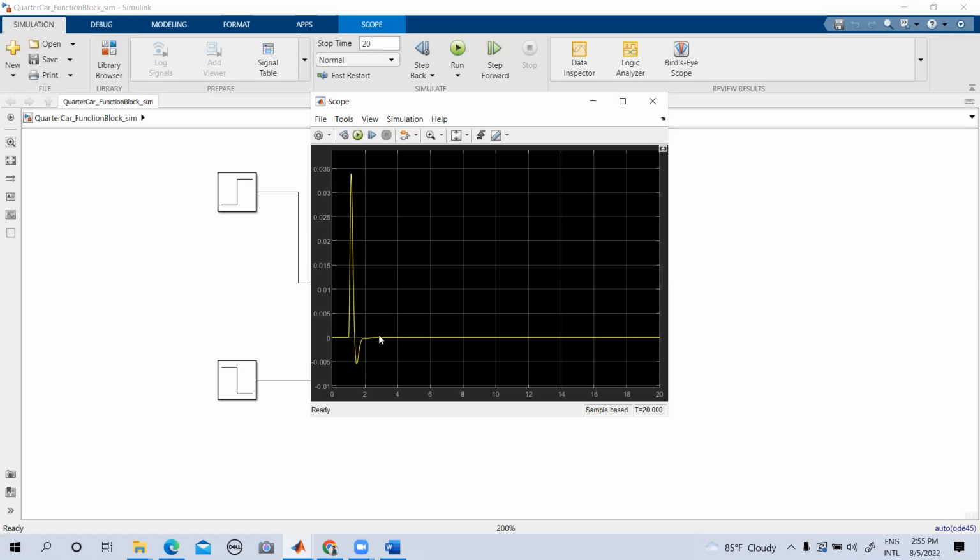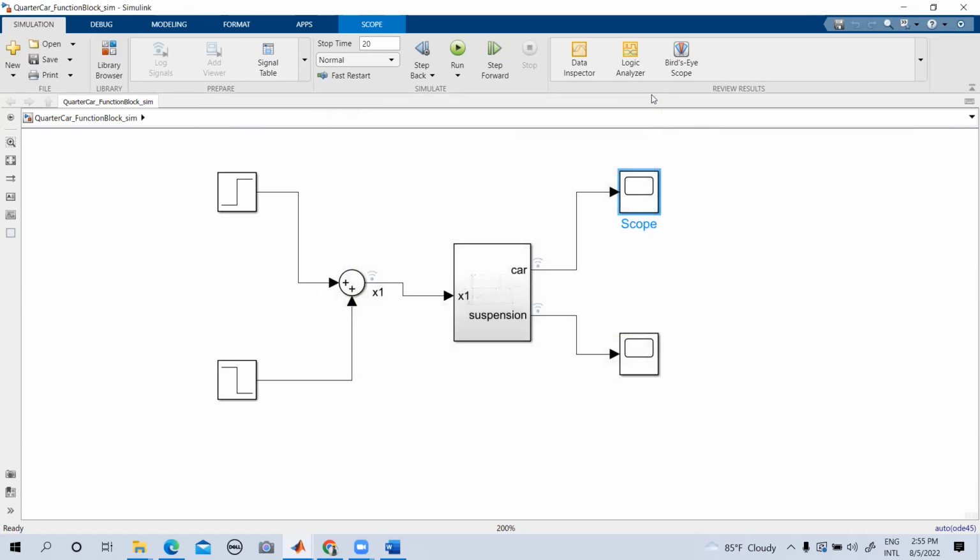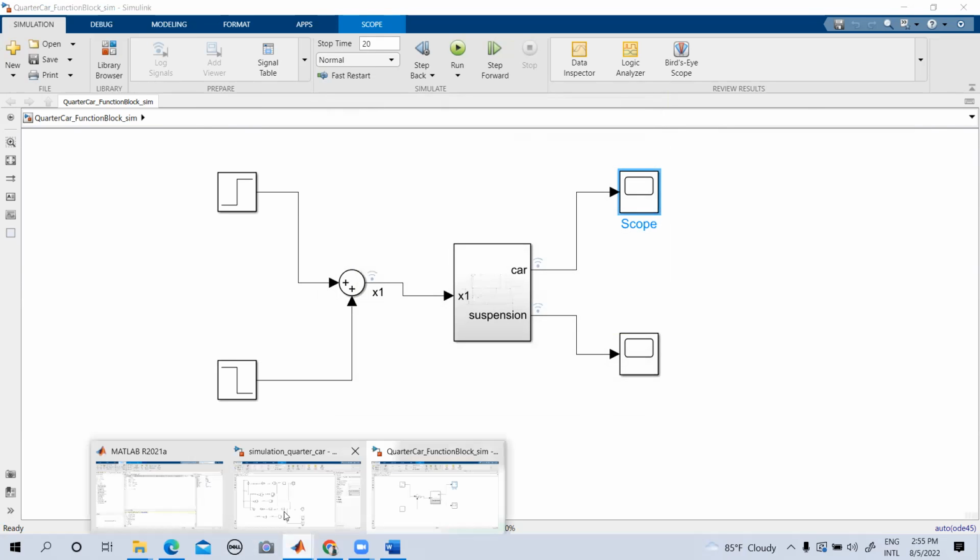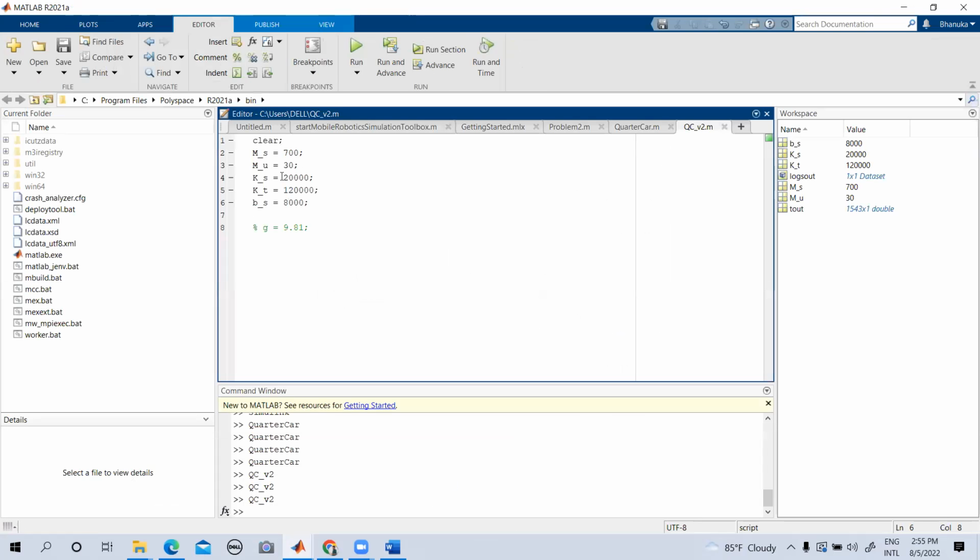So you can try out certain things, right? It's like a practical scenario. Based on this, you can simulate and tell the manufacturer, okay, I want my spring constant to be this value, and the damping coefficient has to be this value, right?